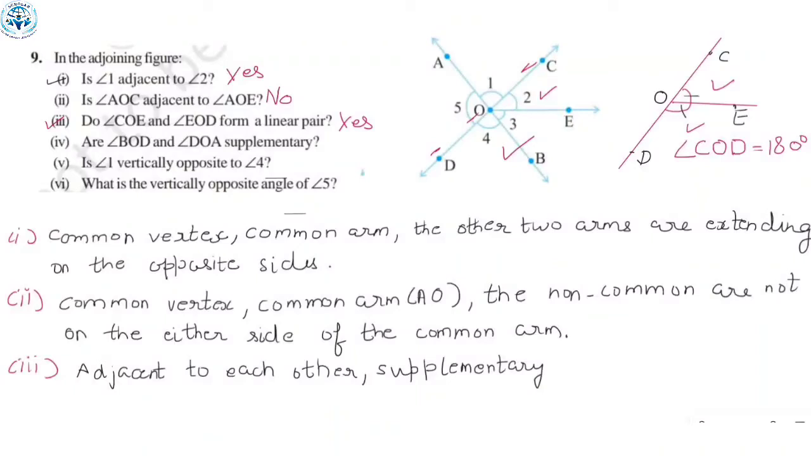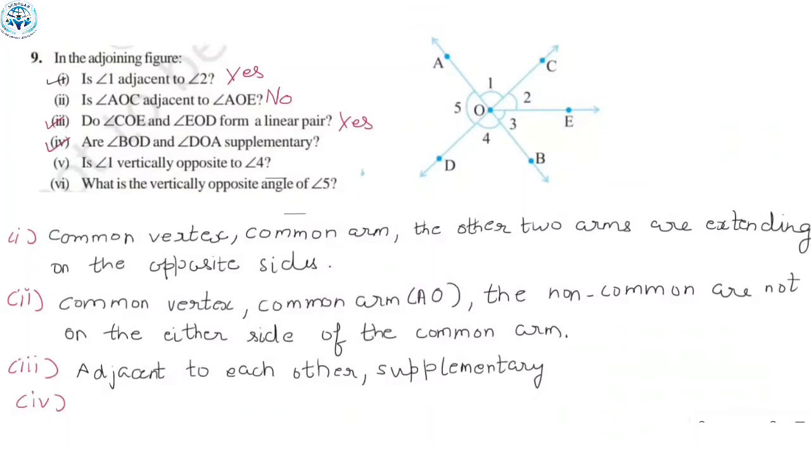Answer is yes. Now move on to the next one. Fourth, are angle BOD and DOA supplementary? Angle BOD and DOA. Now AOB is a straight line. You know the angle on the straight line is equal to 180 degree. The whole angle is 180 degree, which is the sum of angle BOD and DOA.